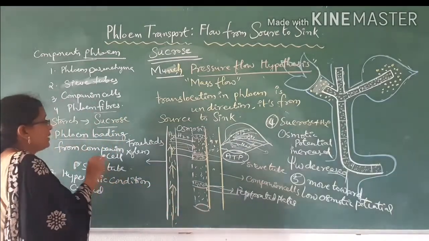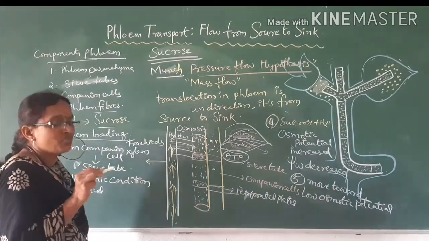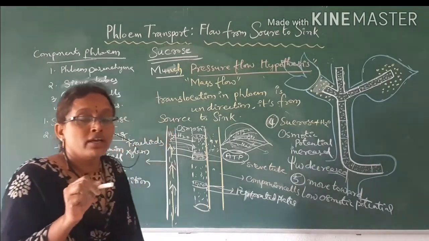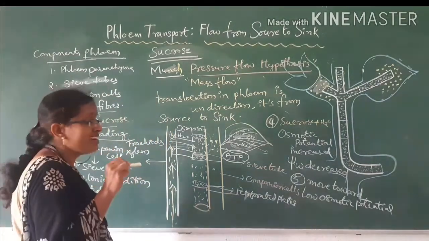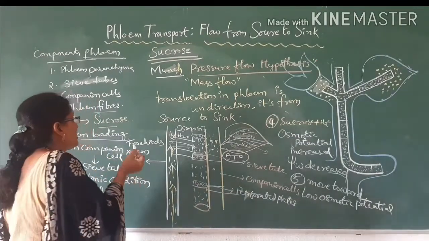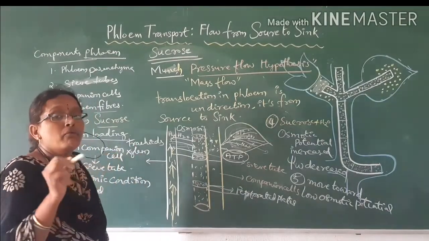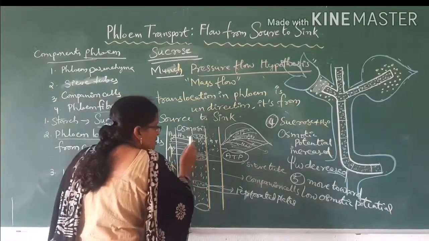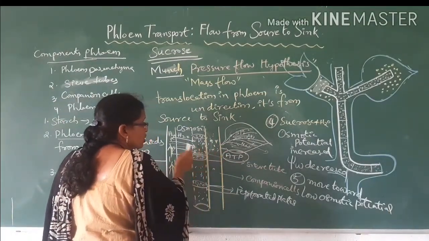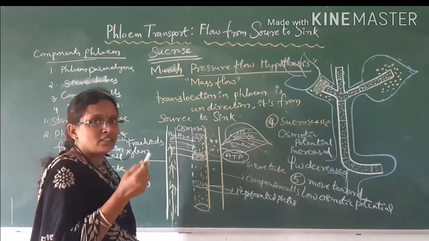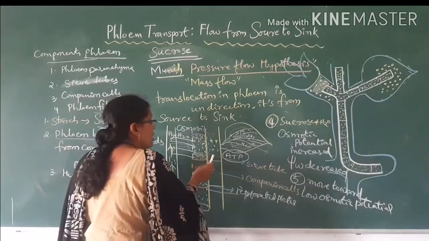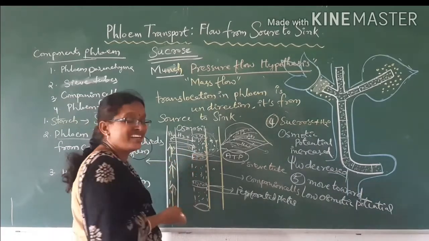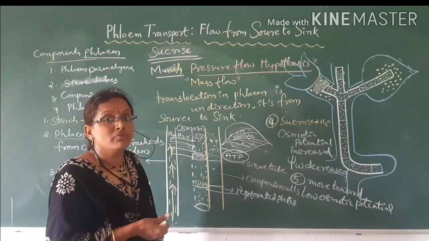So what is happening in this? First, phloem loading takes place. Phloem is loaded with what solutions? With sugars. When sucrose is loaded in the phloem, it is loaded from the companion cells to the sieve tubes. They actively enter the phloem sieve tubes, and this creates the hypertonic condition in the phloem.